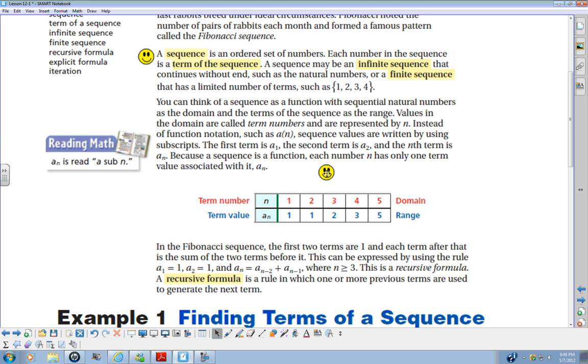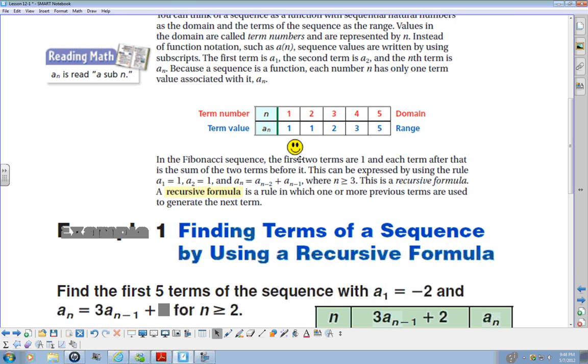Because the sequence is a function, each number n has only one term value associated with it. So here we have the terms 1, 2, 3, 4, and 5, where those represent n, and that would be the domain. And the term value then would be a sub n, which is 1, 1, 2, 3, and 5. This is called the Fibonacci sequence, and it can be represented by a recursive formula: a sub n equals a sub n minus 2 plus a sub n minus 1, where a sub n minus 2 means the term two previously, and a sub n minus 1 always means the previous term. Once again, that's called a recursive formula.